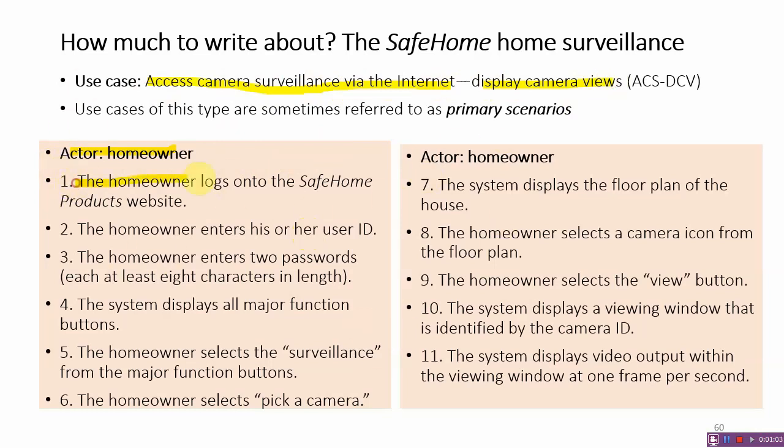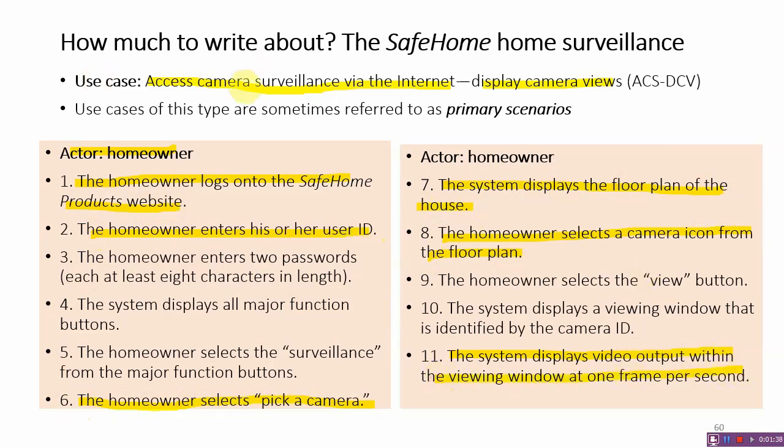The first one is the homeowner logs onto the safe home product website. Then the homeowner enters his or her user ID. Likewise, the steps are performed. The sixth one is the homeowner selects pick a camera, and the system displays the floor plan of the house. The homeowner selects a camera icon from the floor plan, and lastly the system displays video output within the viewing window at 1 frame per second.